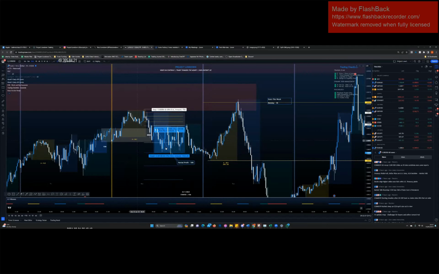Like so. Oh, and keep in mind, I'm not interested in longing any of this because, one, my bias was short. Two, I don't have any confirmation whatsoever to go long from anywhere. I don't see supply fail. I don't see anything. The only thing you could argue was maybe you were trying to do some New York continuation stuff. But like I said, New York continuation is a confluence thing. It's not something that I actively do as my Bible, my playbook.